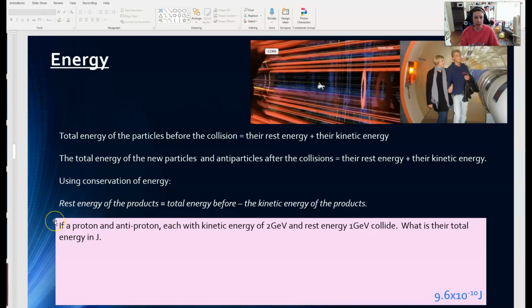Oh, I had an animation. Look, that's cute. There you go. That's when they collide and they make these particles.